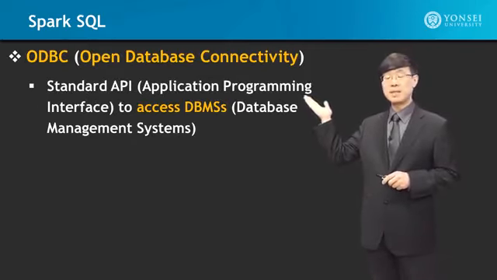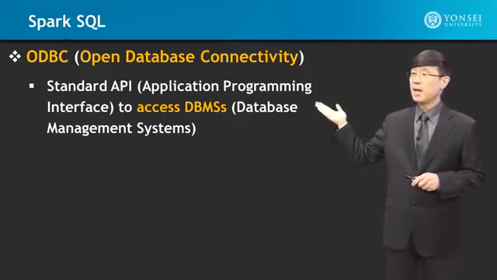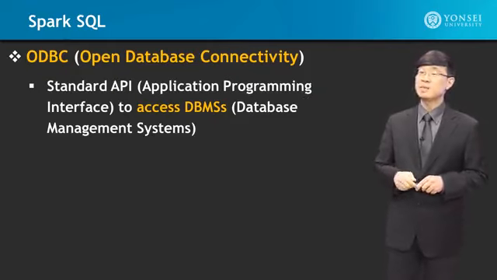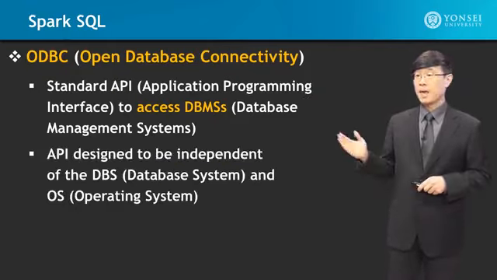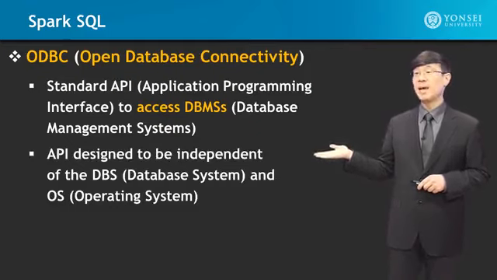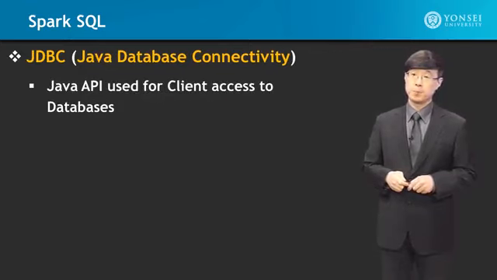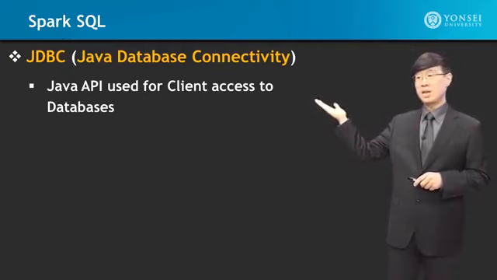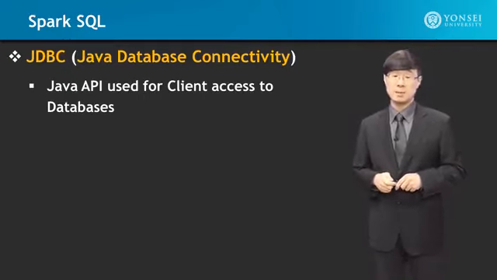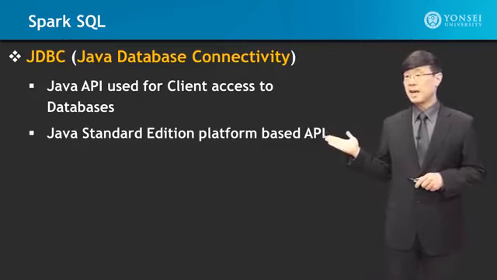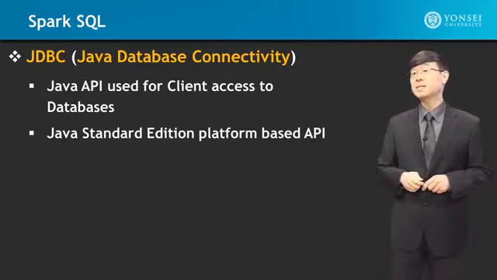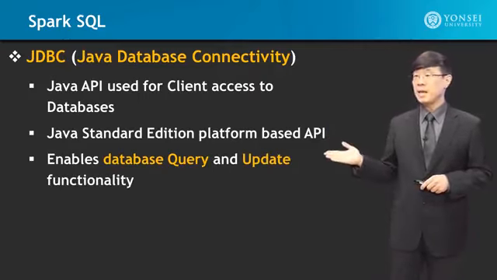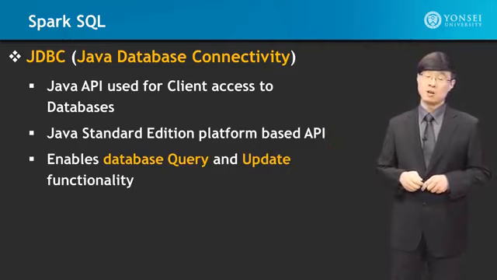ODBC is Open Database Connectivity. It is a standard API to access database management systems. API is designed to be independent of the database system and the operating system. JDBC stands for Java Database Connectivity. It is a Java API used for client access to databases. It is a Java Standard Edition platform-based API, and it enables database query and update functionality.